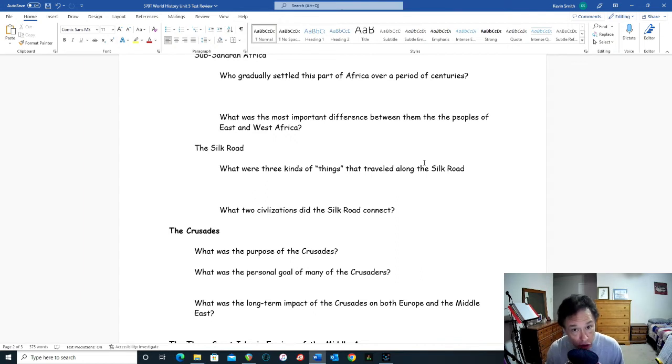You had luxury goods, of course, such as silk, many other luxury goods as well, whatever a camel could carry relatively cheaply. You also had cultural ideas that spread, such as Buddhism. And of course, you had diseases that spread, such as the Black Death. And you also had technology, such as the compass and gunpowder that traveled along the Silk Road.